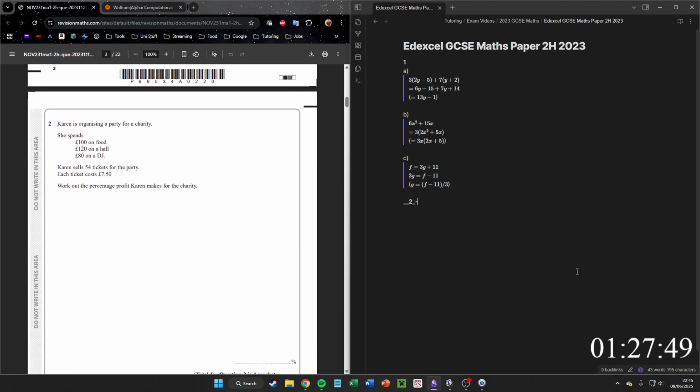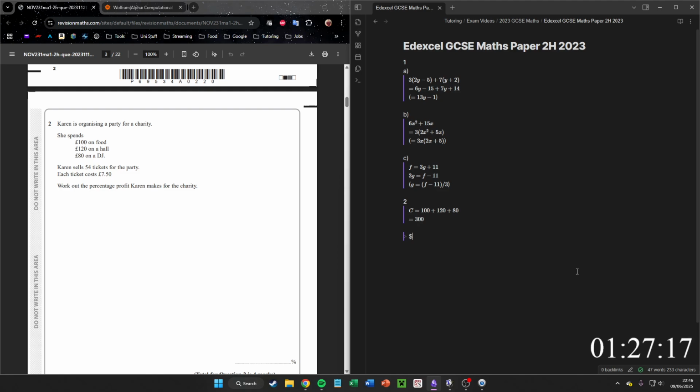Okay, on to question 2. Karen is organising a party for charity. She spends £100 on food, £120 on a hall, and £80 on a DJ. So I think it's probably worth just going in immediately. Cost is 100 plus 120 plus 80, which is 300. Karen sells 54 tickets for the party. Each ticket costs £7.50. Work out the percentage profit Karen makes for the charity.